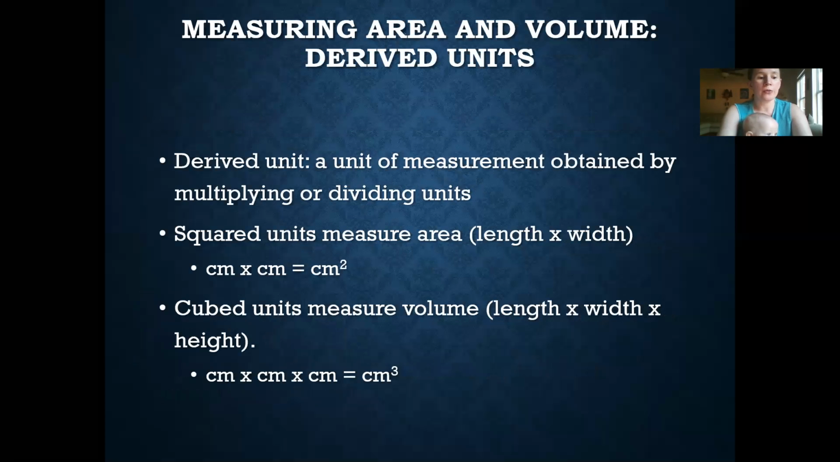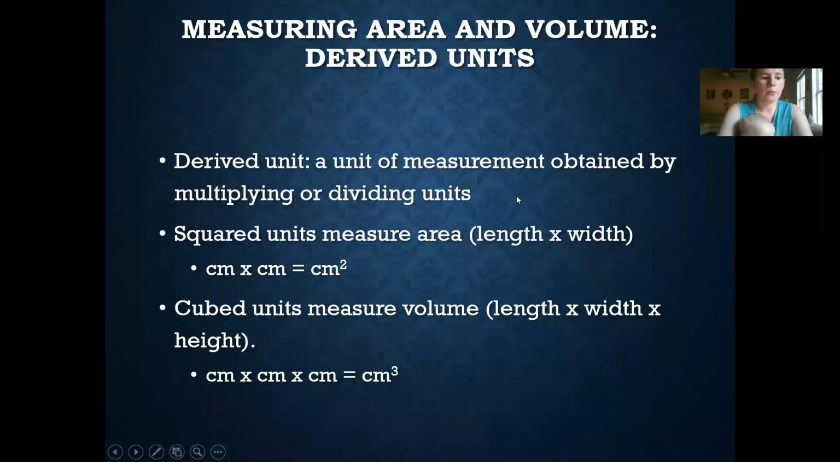So now we're going to talk about derived units. A derived unit is a unit of measurement obtained by multiplying or dividing units. So if you multiply a unit times a unit, that gives you units squared. For example, centimeter times centimeter equals centimeter squared. Squared units measure area, for example, length times width. However, centimeter times centimeter times centimeter is centimeter cubed. Cubed units measure volume, which is length times width times height, or depth or thickness.